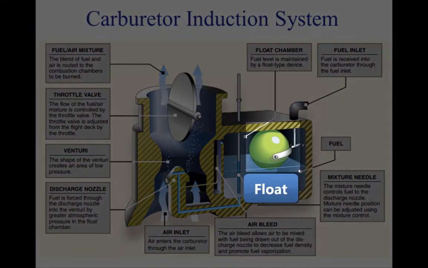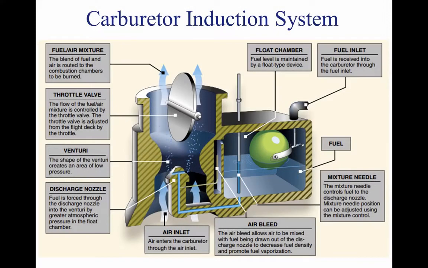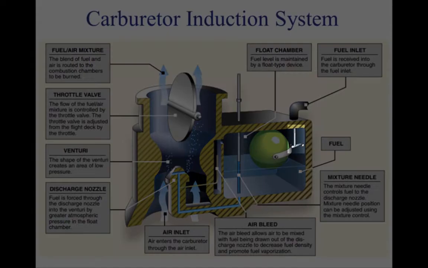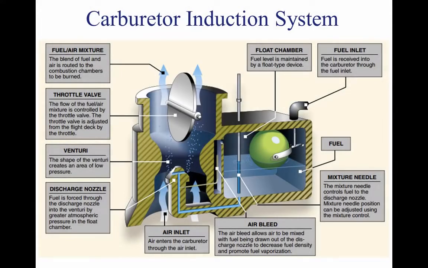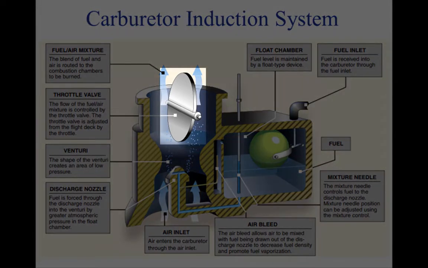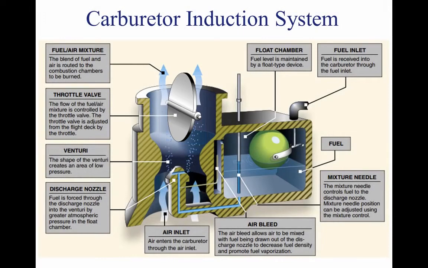The float-type carburetor acquires its name from a float which rests on fuel within the float chamber. When the level of the fuel forces the float to rise, the needle valve closes the fuel opening and shuts off the fuel flow to the carburetor. The needle valve opens again when the engine requires additional fuel. The flow of the fuel-air mixture to the combustion chambers is regulated by the throttle valve, which is controlled by the throttle in the flight deck.